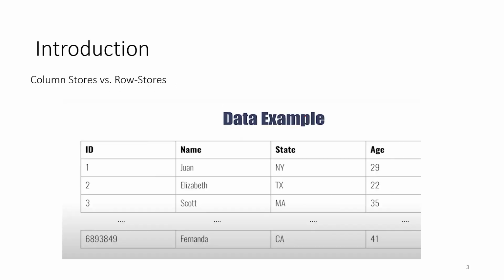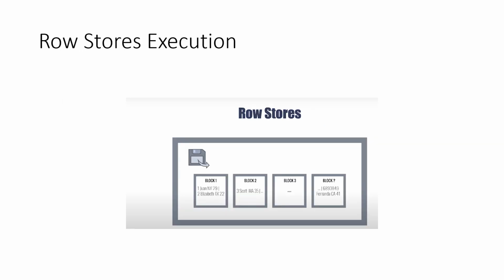The column stores and row stores example, with a dataset introduction. We have taken ID, name, state, and age. Row store execution. Here, row store execution is done on the disk, and each disk is divided into blocks. In each block, the data is divided into rows. Here we can see the example of block 1, block 2, block 3, and so on.